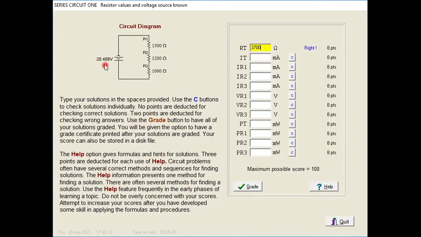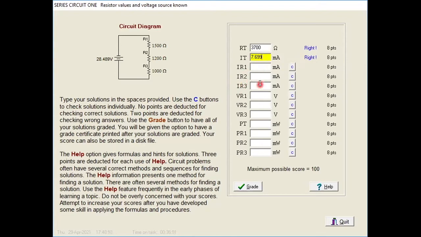And that is going to give us a current total of 7.699 milliamps. Let's check it and see if we did it right. Hey, we got 2 in a row. Very good. Now, IR1, IR2, and IR3, we need to solve that.